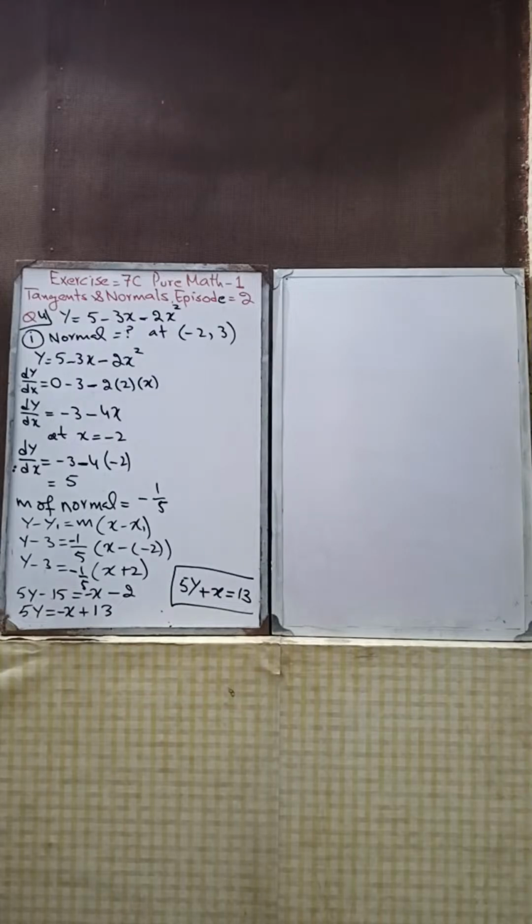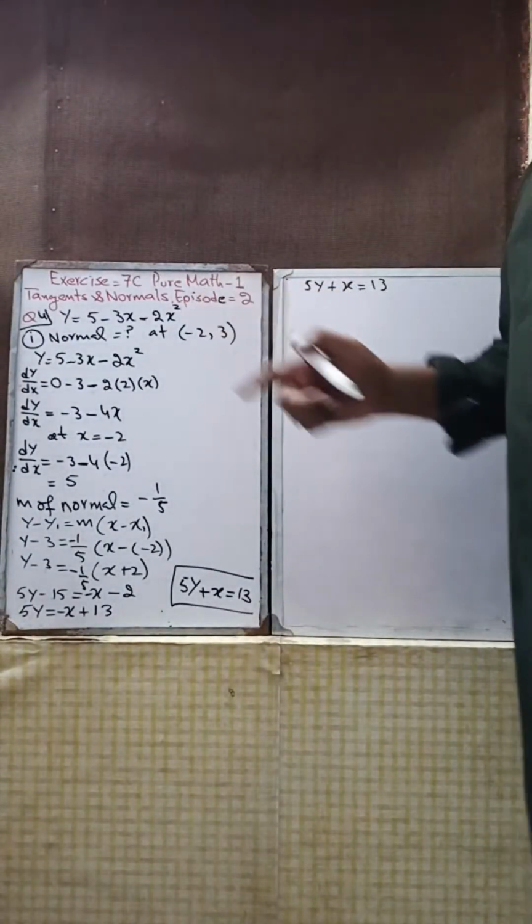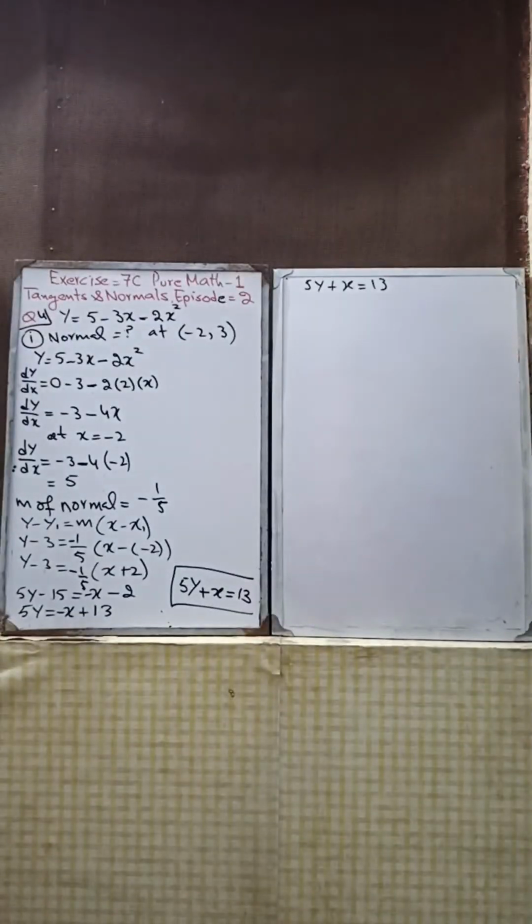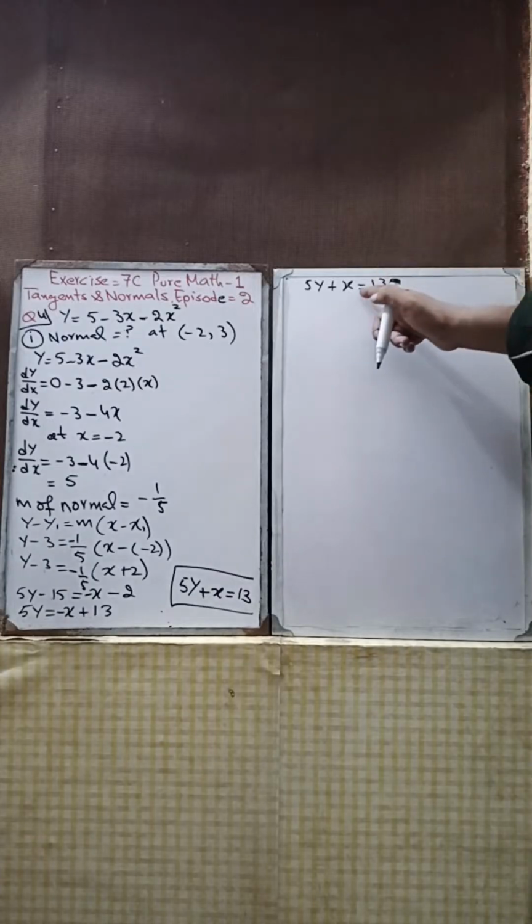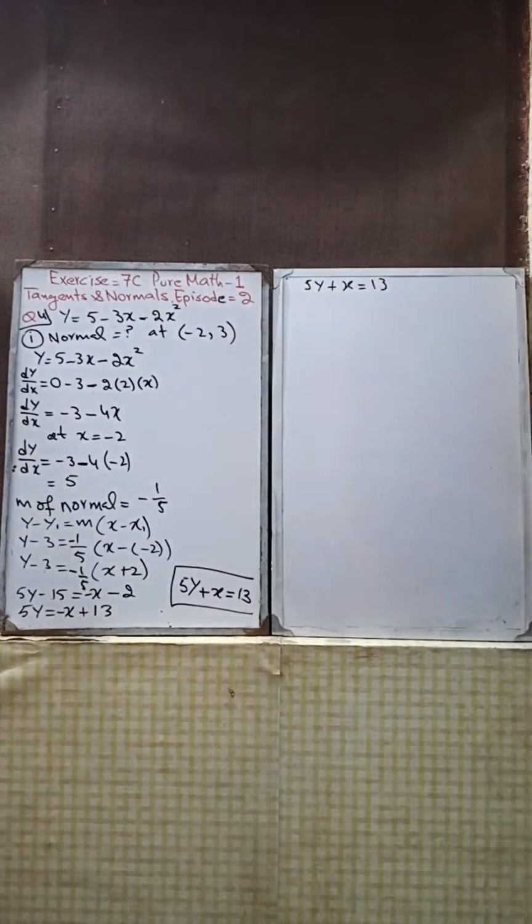Now we are moving to the B part of question number 4. It says, find the coordinates of the points at which the normal meets the curve again. The equation of the normal is 5y plus x equals 13, and this is the equation of the curve. We have to find the point of intersection of these two. It's very simple: we will solve the equation of the normal and the equation of the curve simultaneously.